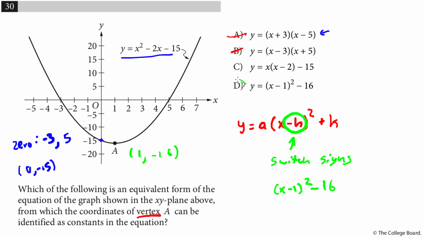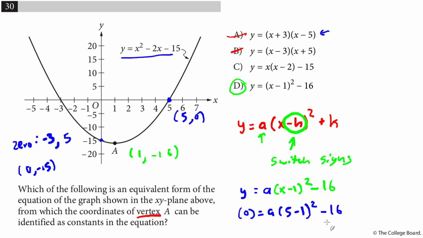And now I know this is my answer, but just to check to make sure, notice this has an a, right? The simplest way to figure out what the a is is to just go to another point. So if I consider, let's say, this point 5, 0, so if I didn't know what this a was, I could actually put in the information about 5, 0, and that would give me 0 equals a times 5 minus 1 squared minus 16. 5 minus 1 squared is 16, so I get 0 equals 16a minus 16. You add 16, divide by 16, you get a equals 1 anyway. So it's still clearly the correct answer.